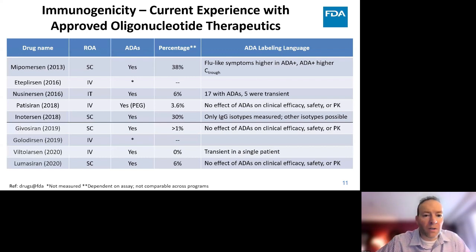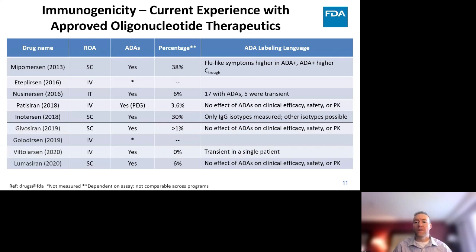When looking at our current database of immunogenicity with the current approved 17 oligonucleotides, I'll present in the following 2 slides. There's a couple things I want to quickly draw your attention to. First off is the second column here, the route of administration. Again, there's various routes of administration presented here. And then importantly, the third and fourth columns, the anti-drug antibodies, yes or no, and the percentage of anti-drug antibodies.